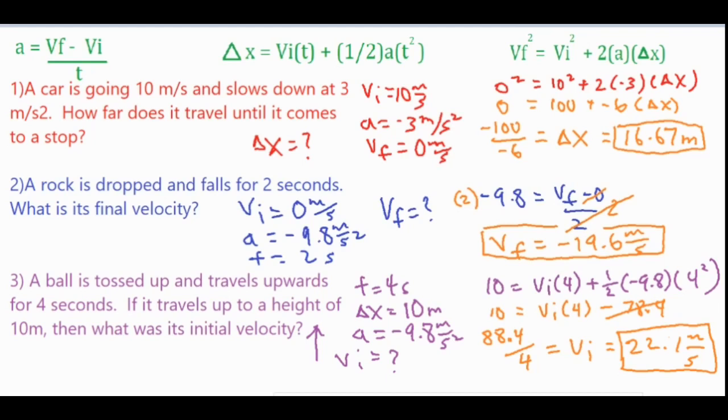Now, with the vertical acceleration problems, as I said before, there's a little bit more that you're going to have to know. You're going to have to know that if it's dropped, then your VI is 0. Your acceleration is always negative 9.8 meters per second squared. And also, if an object reaches its peak, its maximum height, then its velocity is 0. So you may use a VF of 0 for that. We didn't use that in numbers 2 and 3, but you may use that.